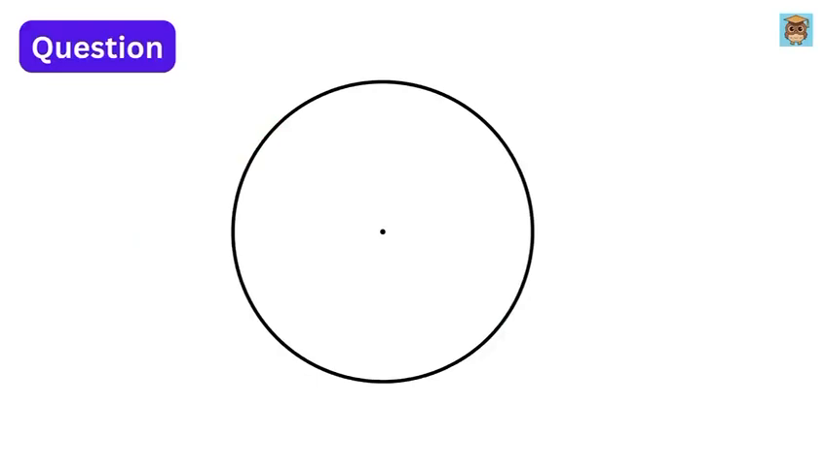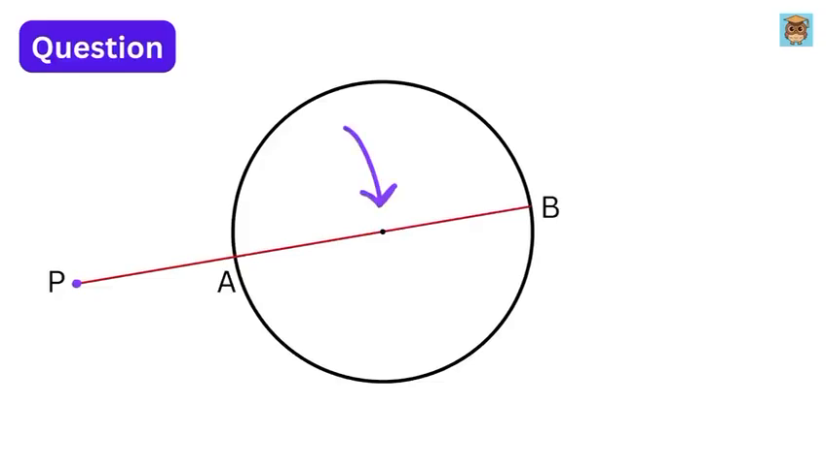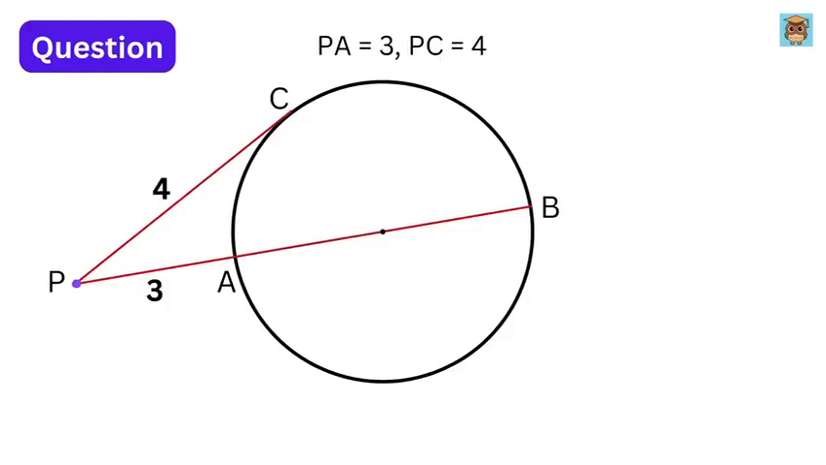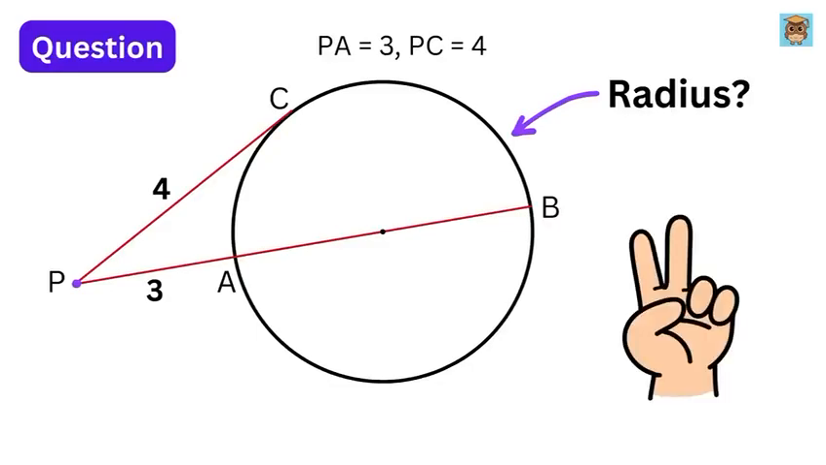Now suppose we have a circle and an external point P outside the circle. From P, we draw a secant line that intersects the circle at two points A and B, such that this secant line passes through the center of this circle. Then we draw this tangent, which touches the circle at C. Now, if PA is 3 units and PC is 4 units, then what will be the radius of this circle? We will solve it using two different methods.